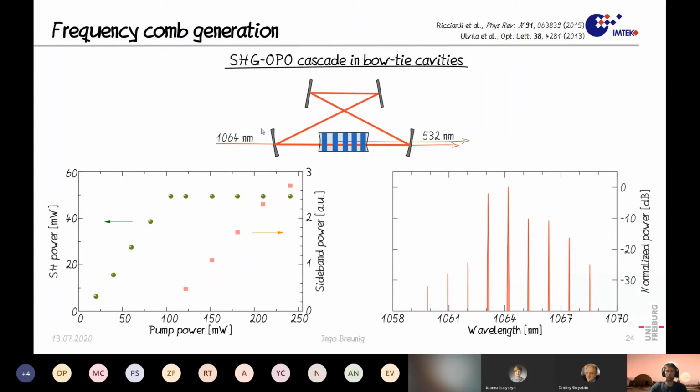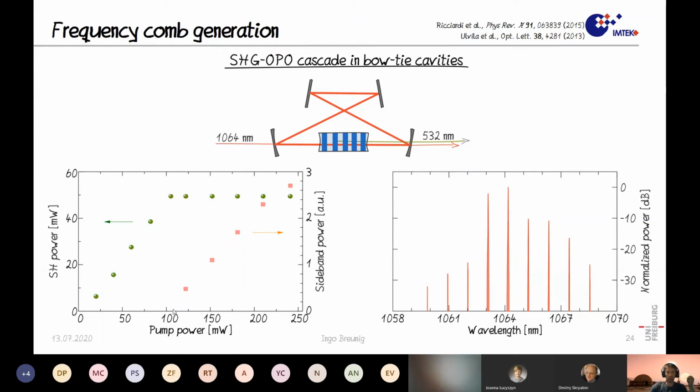It was done by an Italian group. They had a mirror-based bow tie cavity, with a periodically poled lithium niobate crystal as a frequency doubler. And on the left-hand side, you can see the second harmonic power as a function of pump power. The second harmonic power grows until a certain point, and then it saturates.